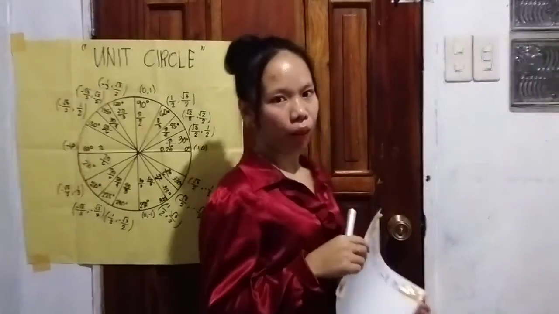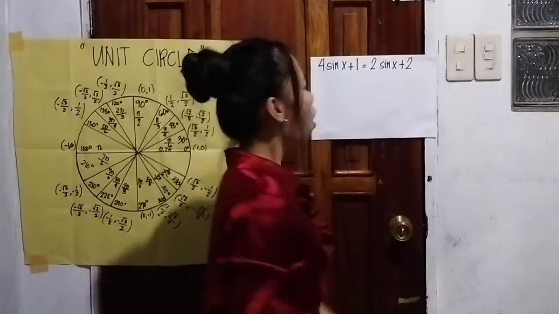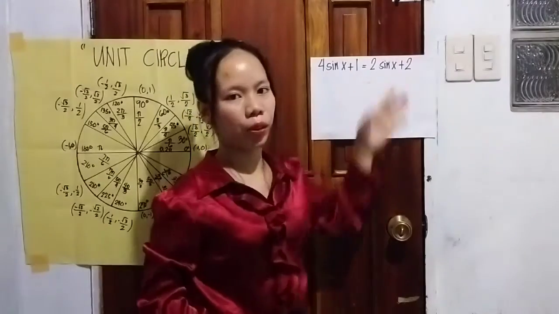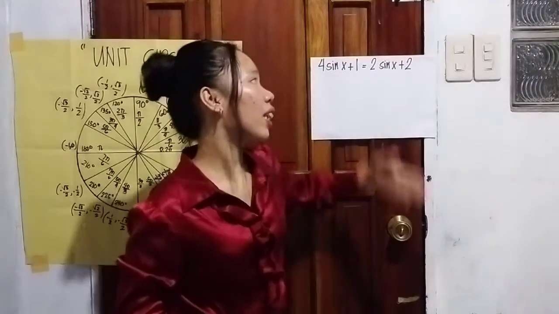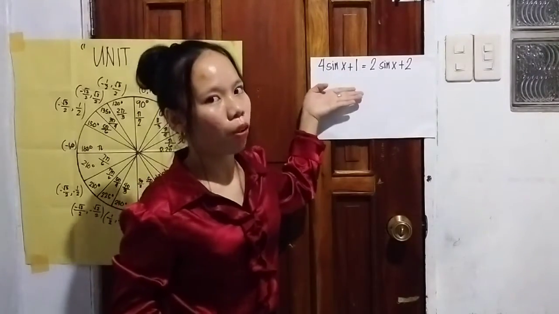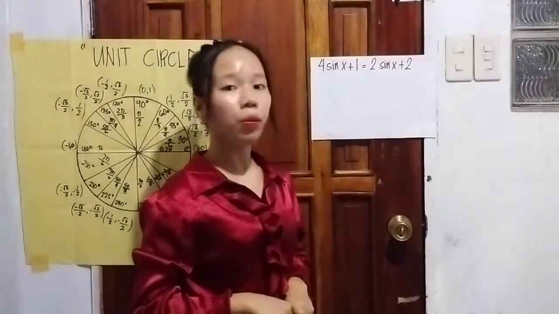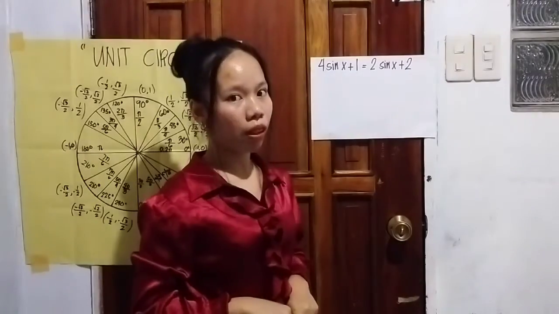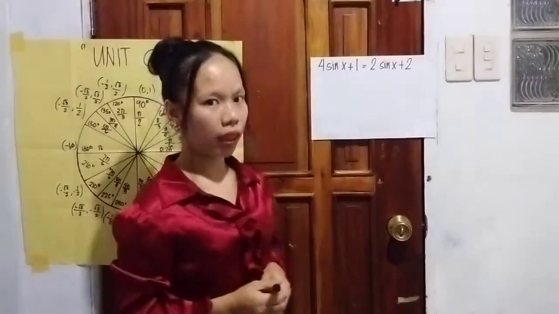Given these equations, we have 4 sine x plus 1 is equal to 2 sine x plus 2. Now, we need to look at the situation and solve for x. But the first thing we do is combine like terms. And then, let's subtract the 2 sine x as well as 1. So let's do it.